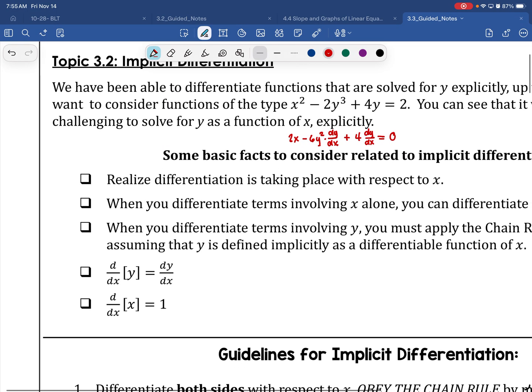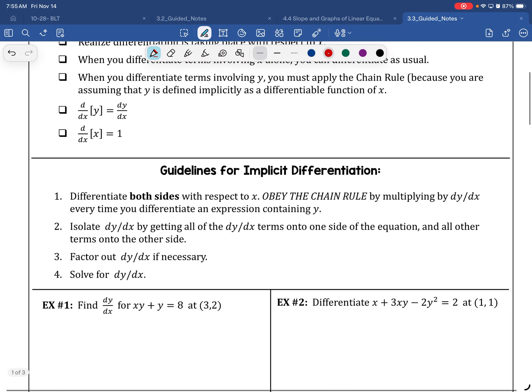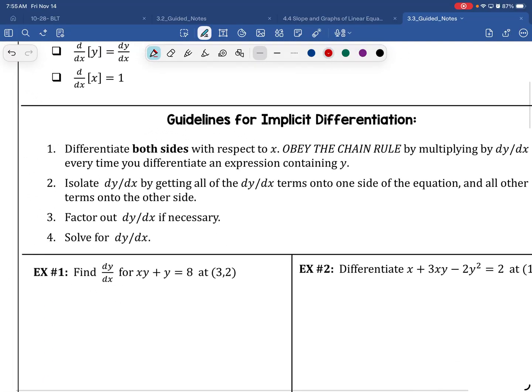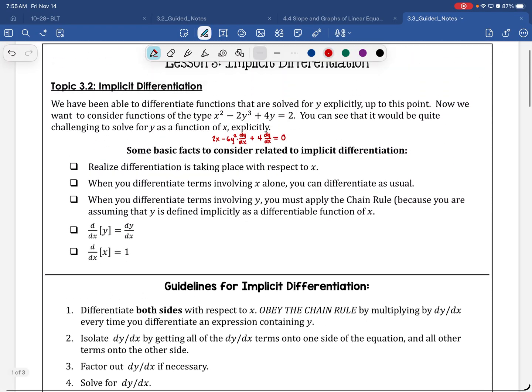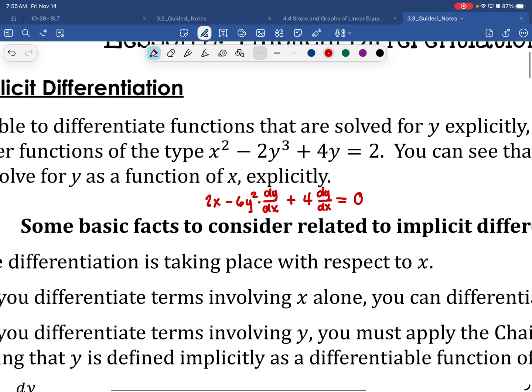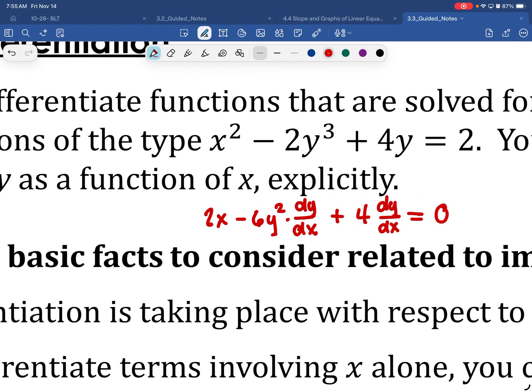Some of the things I was just talking about are right here in these bullet points. I'm not going to read it to you. Feel free to go through those if you want to. This is the process you're going to follow for most implicit differentiation problems. Similar to this quick example, you're going to want to know what the derivative of y with respect to x is, so you're going to have to do this implicit differentiation and then solve that equation for dy dx.